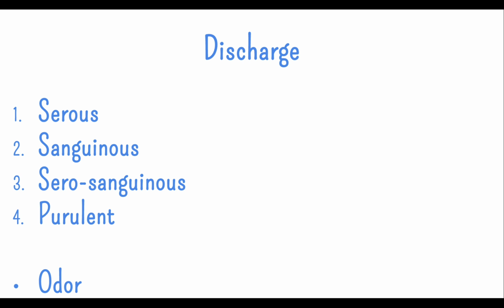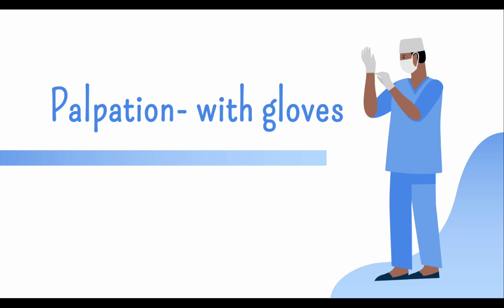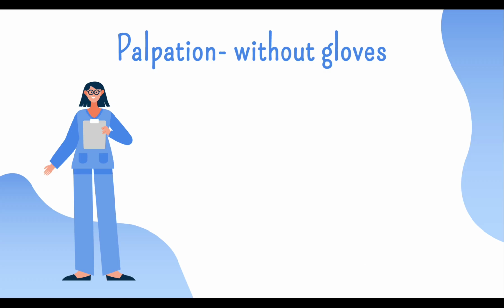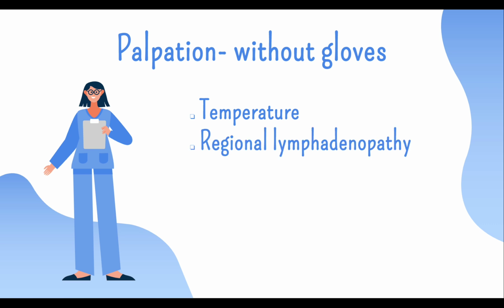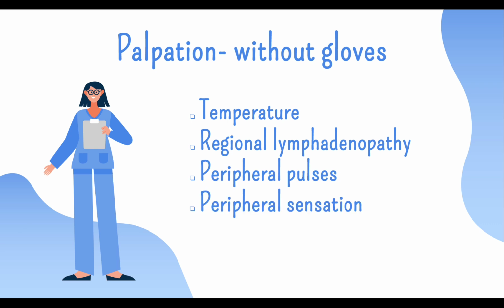For the discharge, if there is a discharge, you have to say whether it is serous, sanguineous or purulent. If there is an odor with the discharge, you can mention that. Okay. For the palpation with gloves, you have to palpate the margin and edges. For palpation without gloves, you have to check whether the area is warm, and the regional lymphadenopathy, peripheral pulses, peripheral sensation and the capillary refilling time.